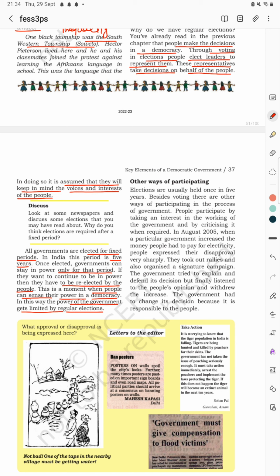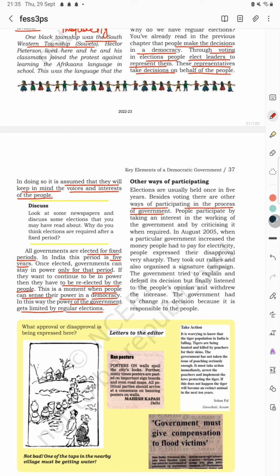Participation in elections is one of the key elements of democratic government. Other ways of participation, what are the other ways? One is participation in election. What are other ways? Elections are usually held once in 5 years. Besides voting, there are other ways of participating in the process of government. And what are those ways?